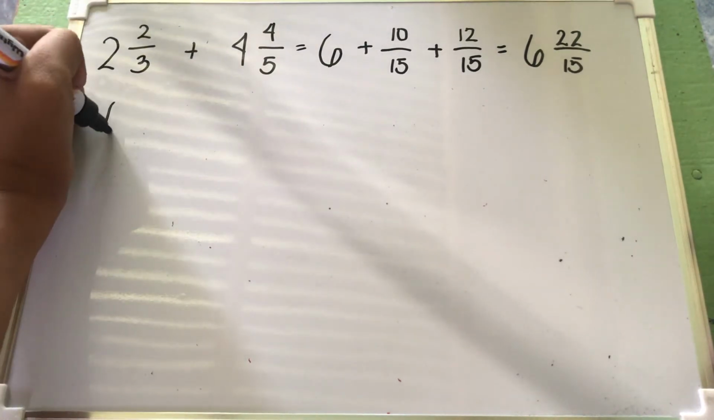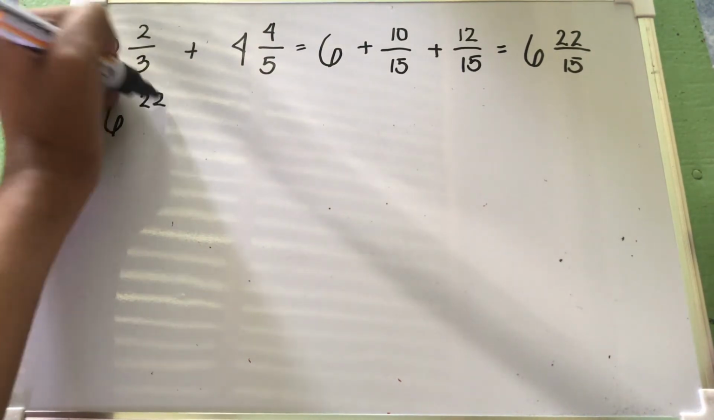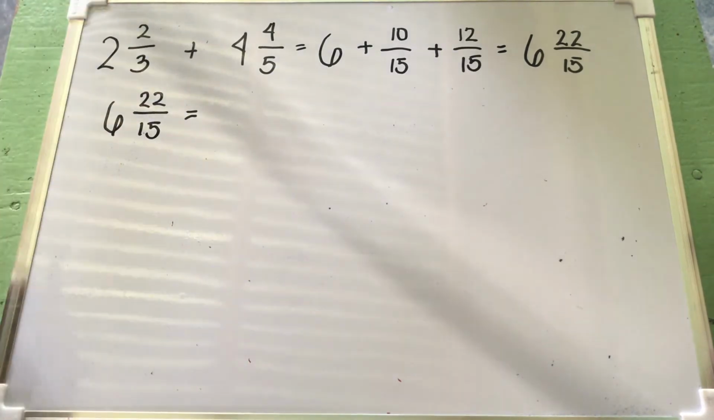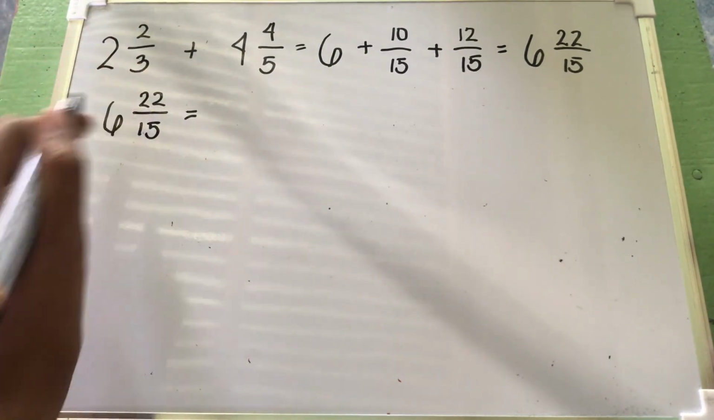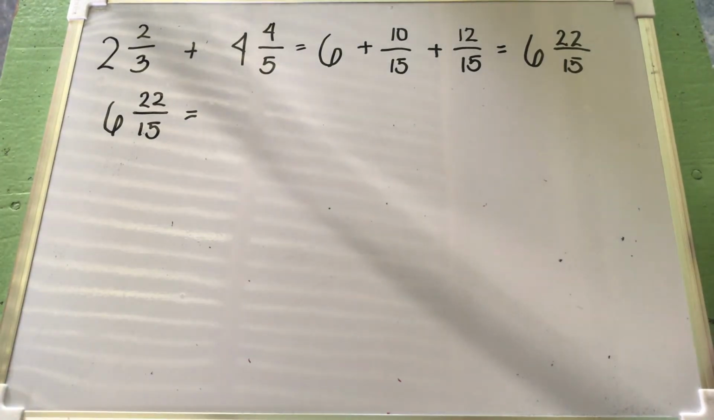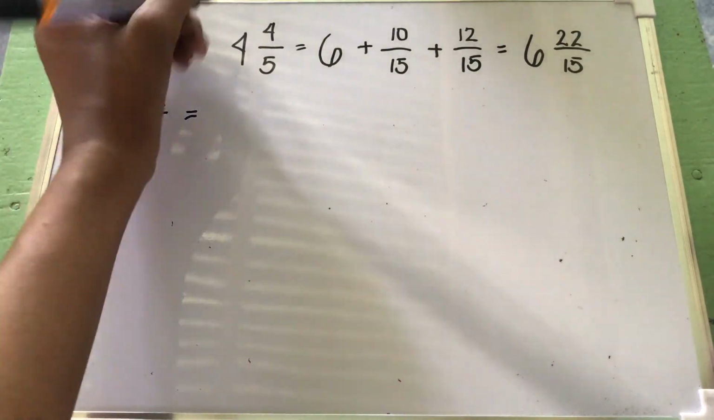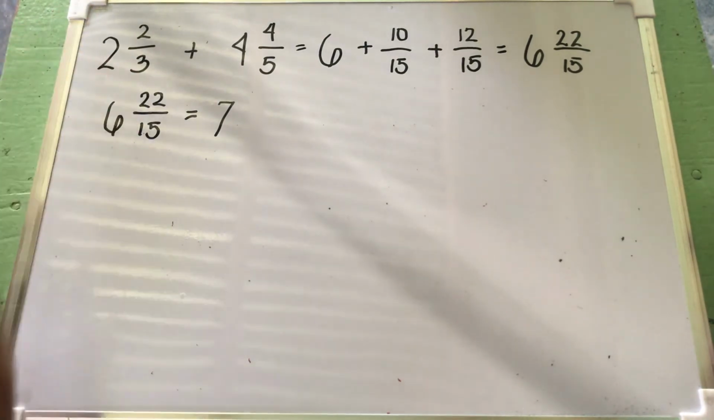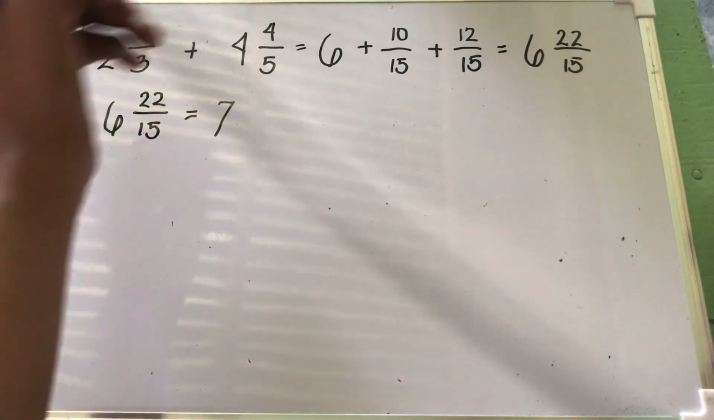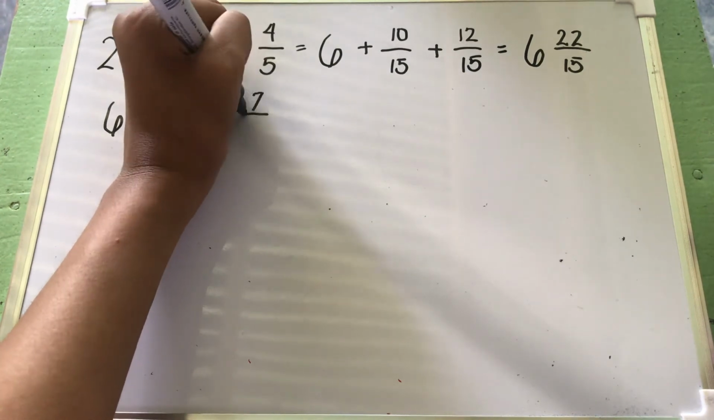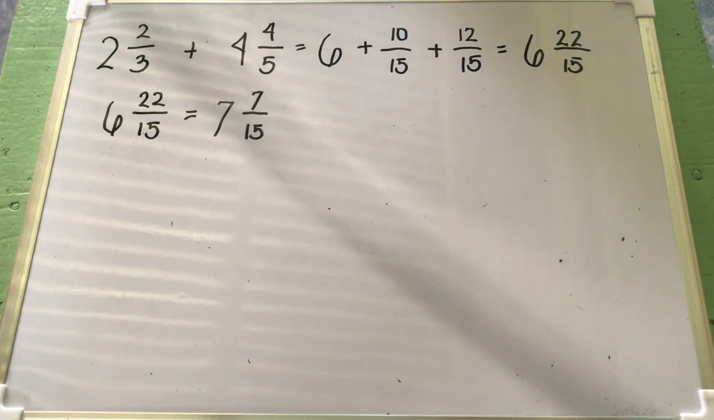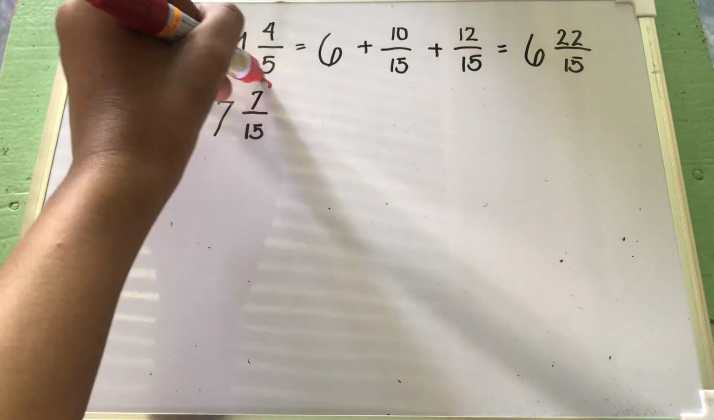So, we will convert it to its lowest form. So, we have 6, 22 over 15. So, we will convert the improper fraction. So, 22 divided by 15 equals 1. So, we will add 1 to 6. So, it will become 7. And then, 22 minus 15 is 7. So, we have 7 over 15. So, that's the final answer.